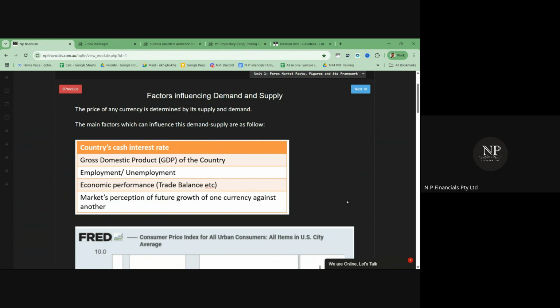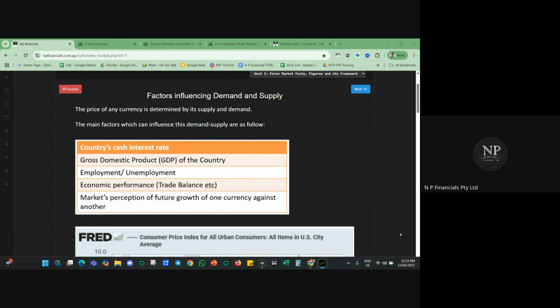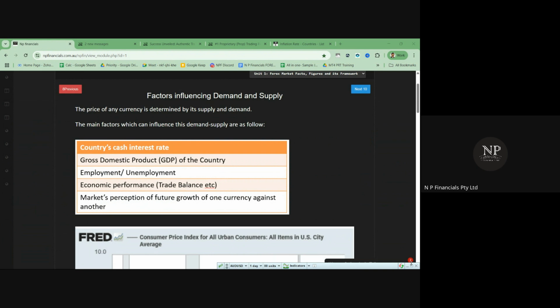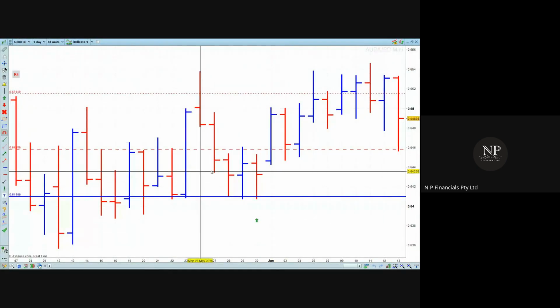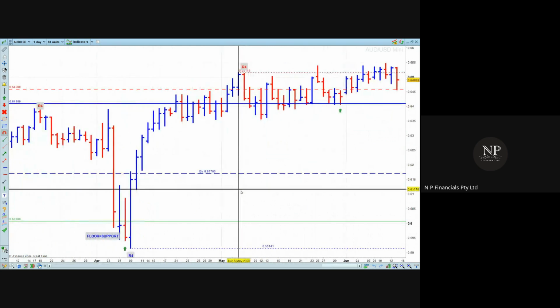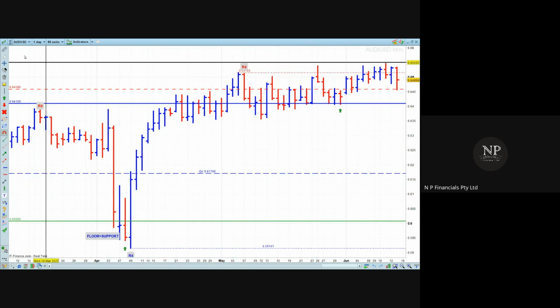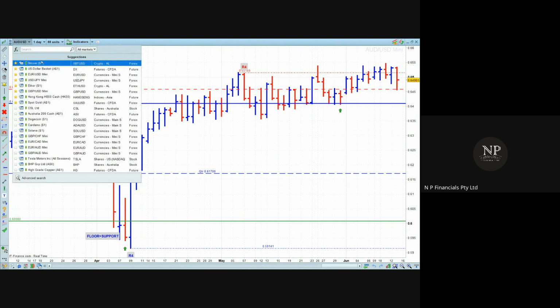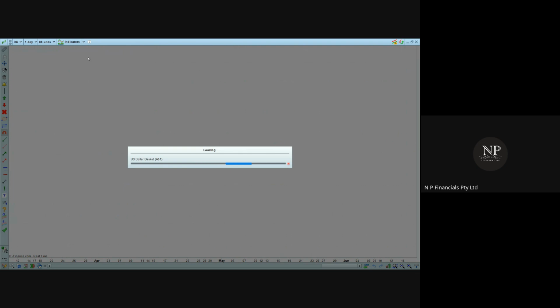We talked about the very important concepts of cash interest rate, GDP, employment, unemployment, that is the non-farm payroll, economic balance, trade balance, and the market perception of future growth of one currency against another. If the market is anticipating that the dollar is not doing much, then it has to depreciate. If the market is anticipating that the Aussie is doing good from this point, then possibly it will go up. In the opposite way, if we see the dollar, it will possibly go down from here, October.